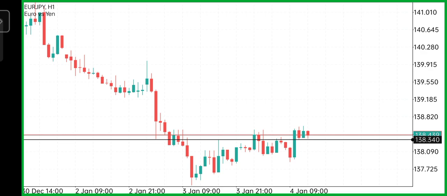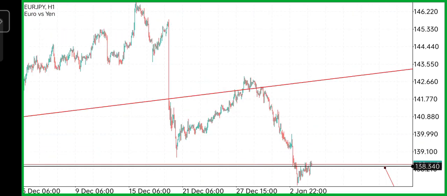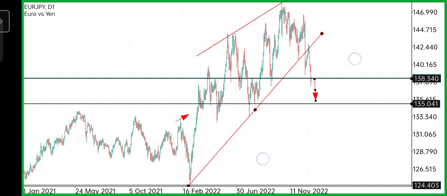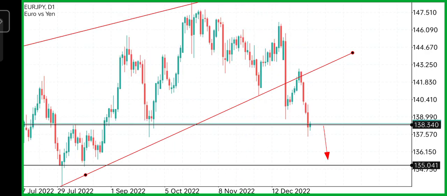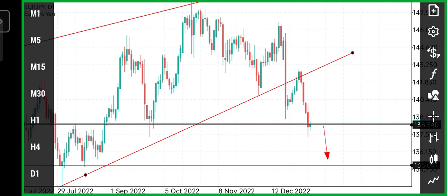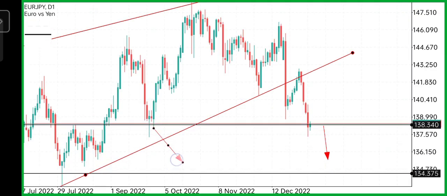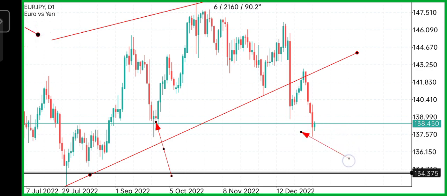You just don't buy and sell at the same time. No, you get to realize your trend. You get to realize where the market is at. Like with this Euro JPY, we can see the market is at the support level. The price previously rejected here. Now it's where it previously rejected.